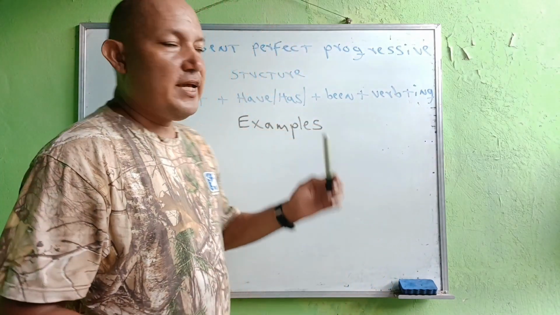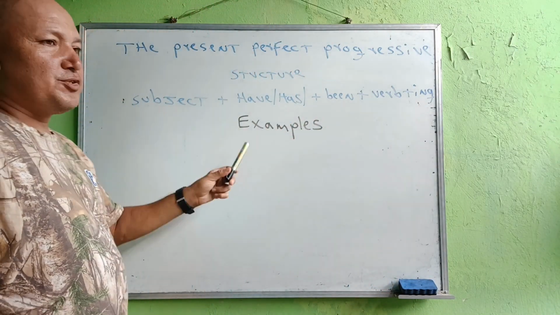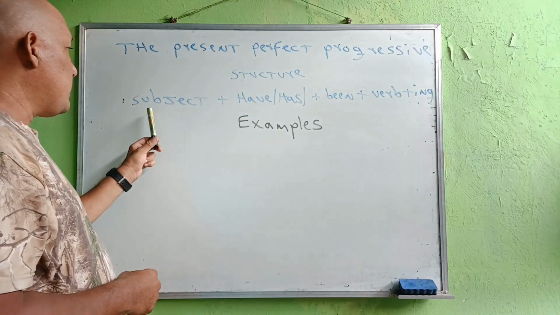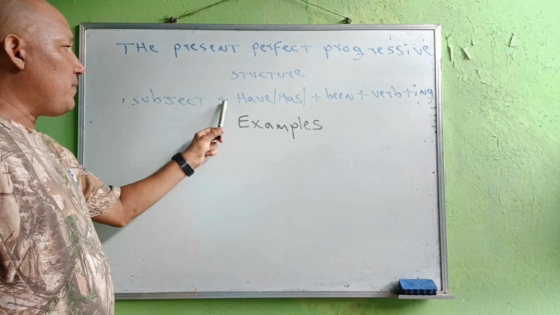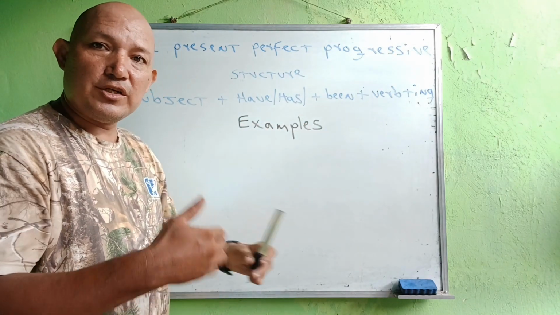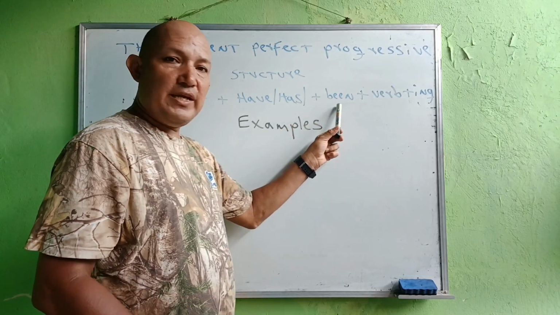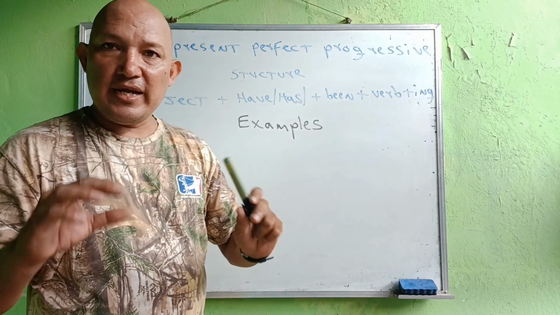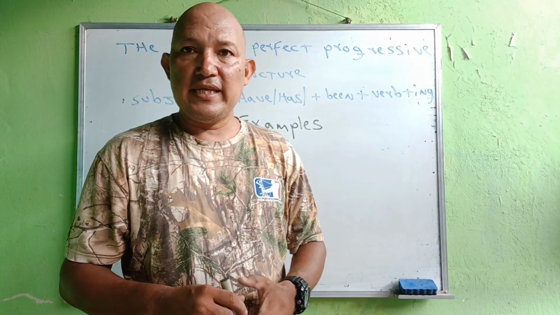Okay, here on the board I have written the structure, how we're going to form sentences in this tense. For example, we can use subject plus have or has, depending on the subject pronoun we are talking about, plus been plus verb plus ing. Okay, this is the structure of the formula, how we can form or make sentences in this tense.